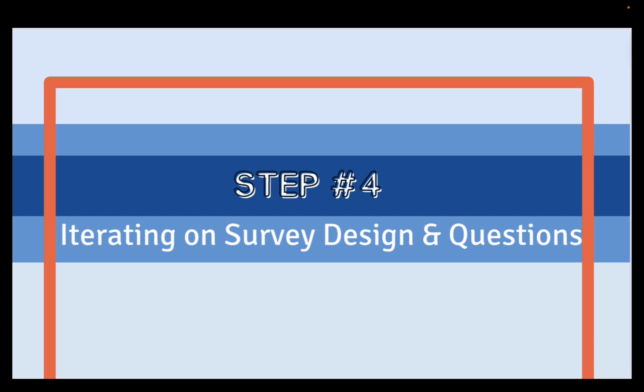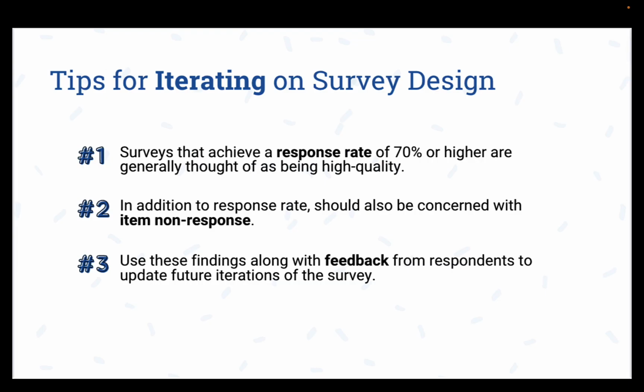Our last step in survey design is iterating on survey design and the questions themselves. Presented here are 3 tips to consider as you iterate on both the overall survey design and questions. First, surveys that achieve a response rate of 70% or higher are generally thought of as being high-quality surveys. Second, in addition to response rate, you should also be concerned with item non-response.